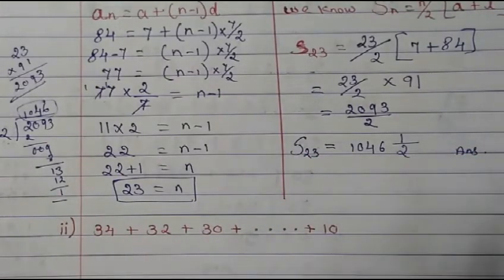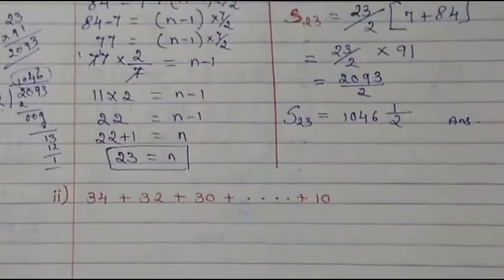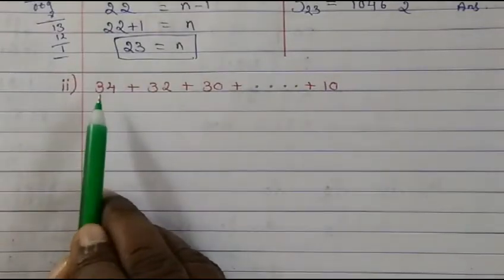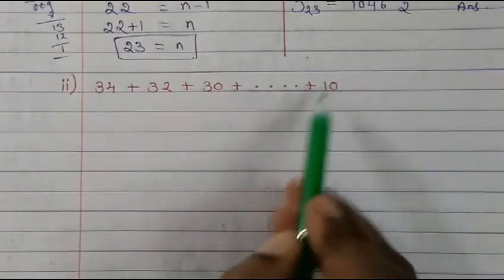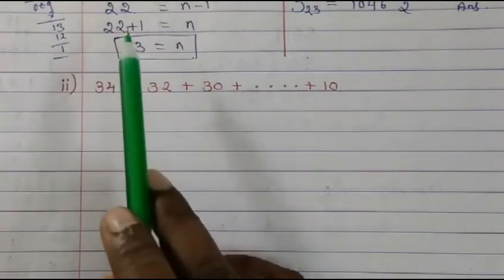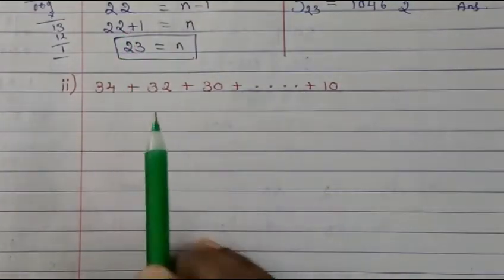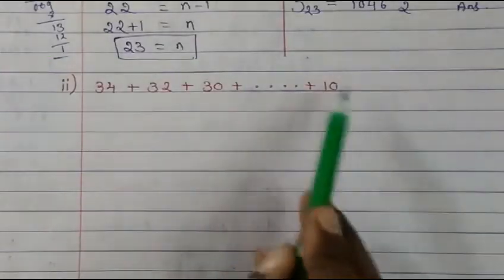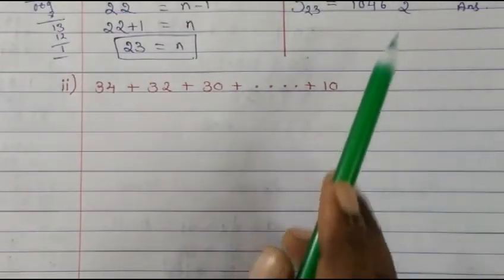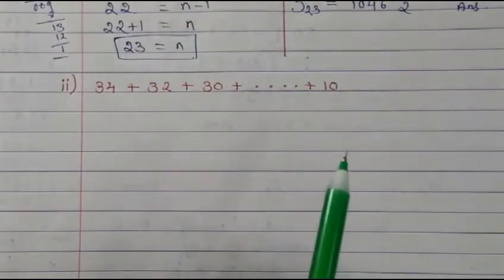So this is our answer. So now, in the same way, you have to do the second one also. So for the second one, you see, we know the first term, we know the last term, but we don't know the n value. So in the same way as the first, we have to find the n value, which term it is. So we'll find that out, and then use the other formula to find the sum of the n terms.